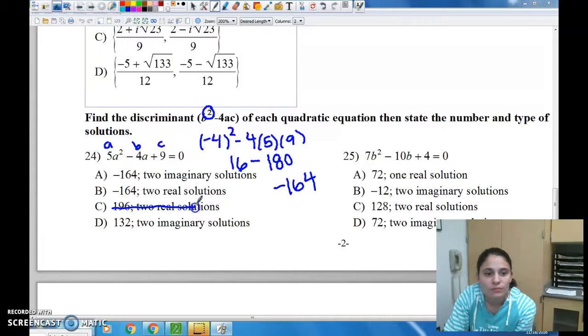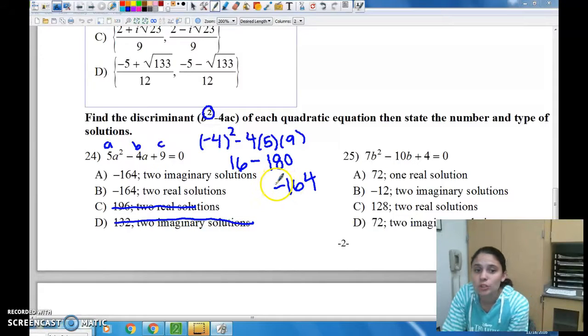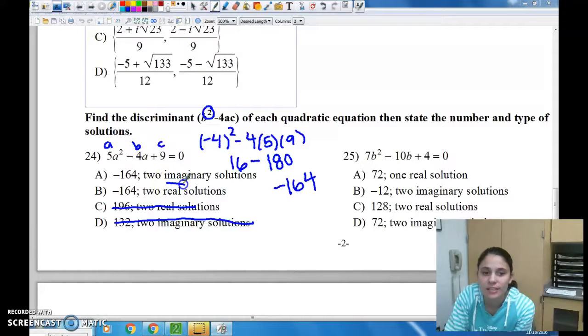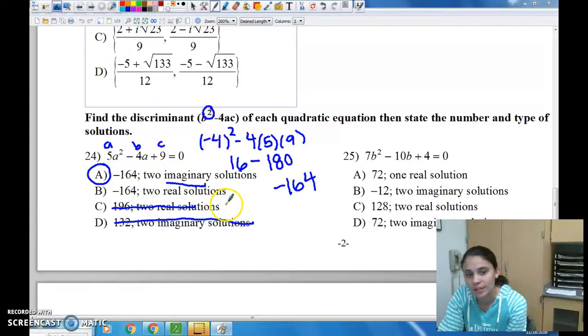So it's got to be one of these first two solutions. And because this is a negative number, it has two complex or imaginary solutions. You can say it either way, and in this case it says imaginary. So a negative discriminant gives you two imaginary solutions, a positive gives you two real, and then 0 gives you a repeated solution. So then I do the same idea over here.